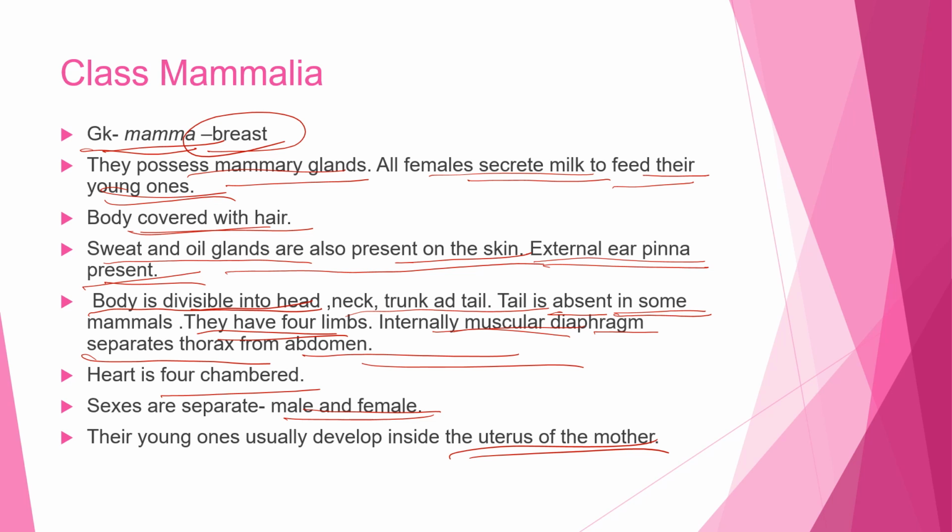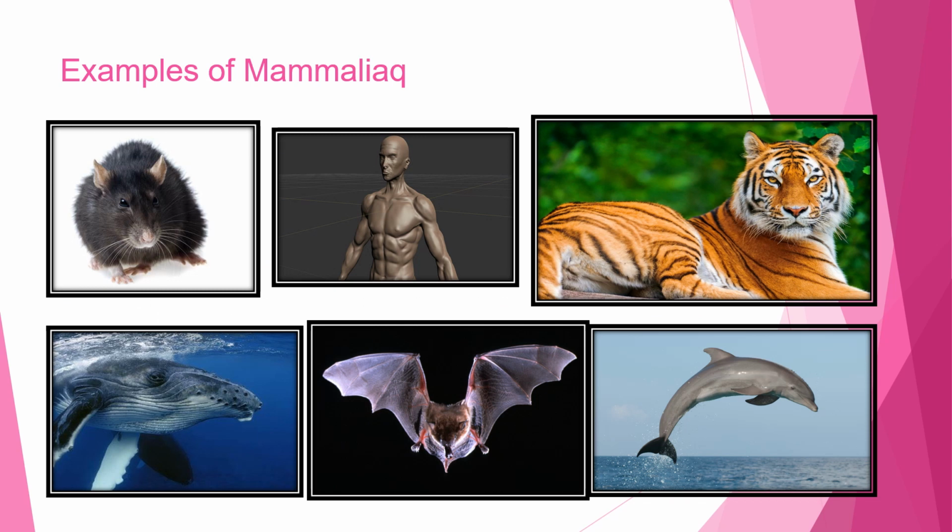Now move on to the examples. So here come a few examples of class Mammalia. The first one we have taken is the rat. The next one is we, the human beings. The third one is the tiger, we all know. And these two, though they are fishes, they are mammals.